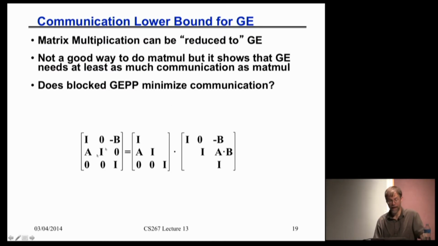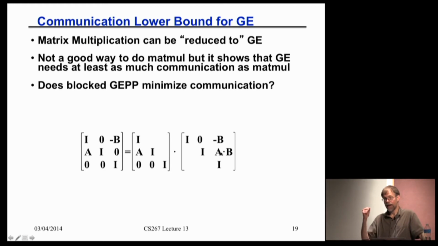So here's the idea. I can embed matrix multiply inside of Gaussian elimination. Suppose I take this matrix where I have an A and a B in it, and I do Gaussian elimination. What's the answer? You can just multiply these two matrices together and you'll see that they work. So there's L, there's U. What's inside U? It's A times B.